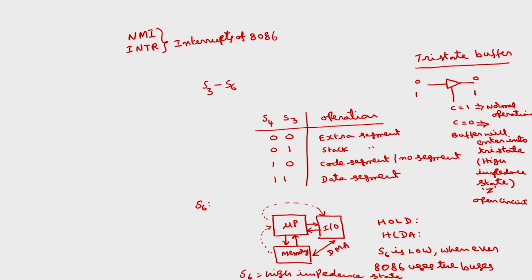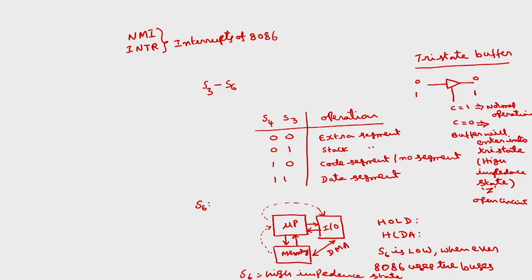If it is not in the high impedance state, even if it is logic 0, it will draw some current from the gate which is connected to the output of this buffer. If it is in the high impedance state, it is almost an open circuit, it will not draw any current, and it will not load the device which is connected to the output of this buffer. That is meant by high impedance state.